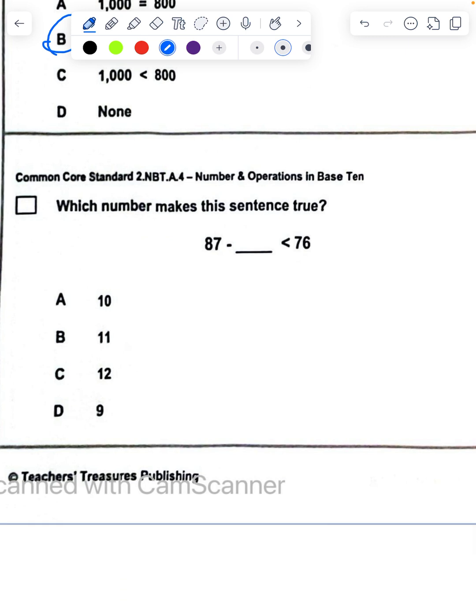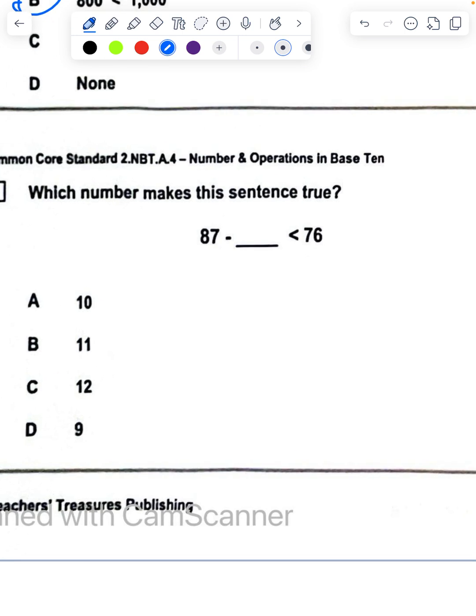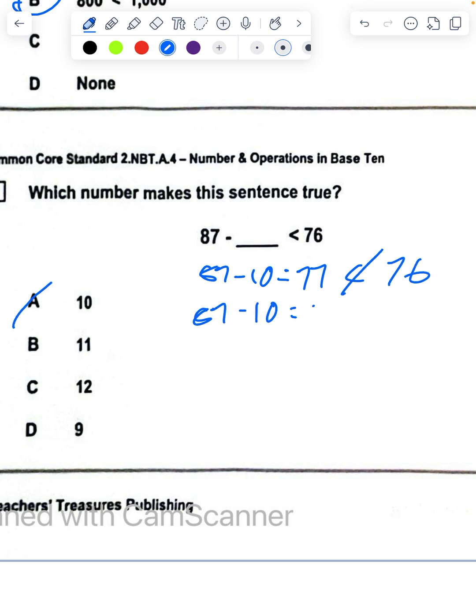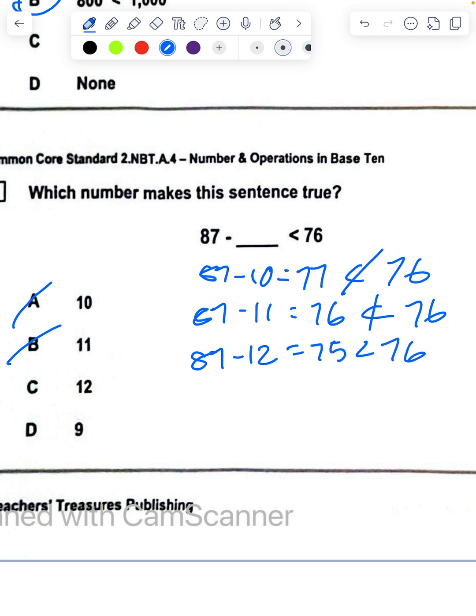Next, it says which number makes the statement true. 87 minus what would be less than 76. So let's try. Let's do 10 first. So 87 minus 10 gives us 77. 77 is not less than 76, so it can't be A. 87 minus 11 gives us 76. 76 is not less than 76. 87 minus 12 gives us 75. 75 is less than 76. So 87 minus 9 is 78, which is not less than 76. So the answer would be C, 12.